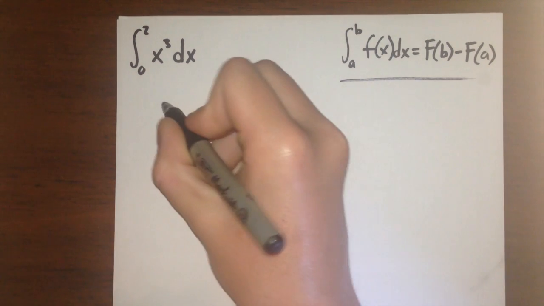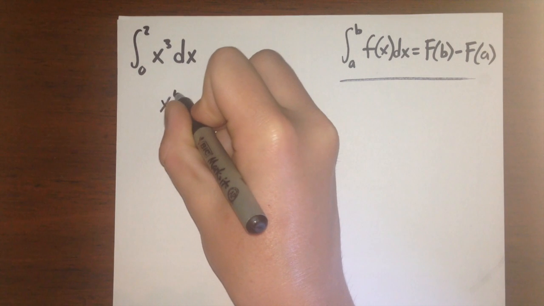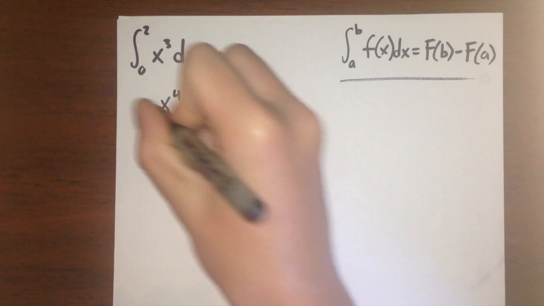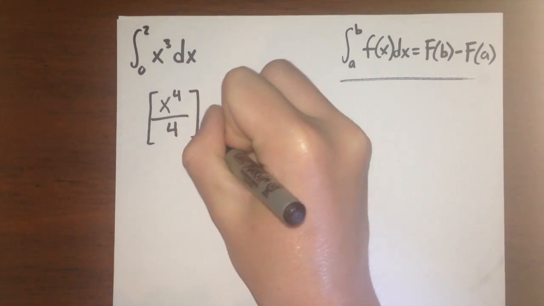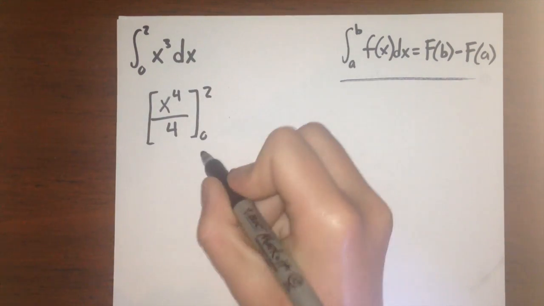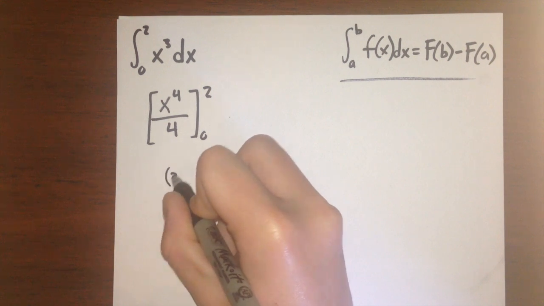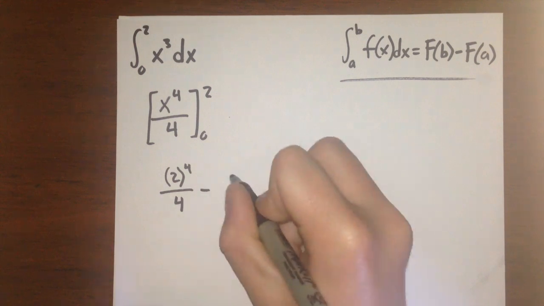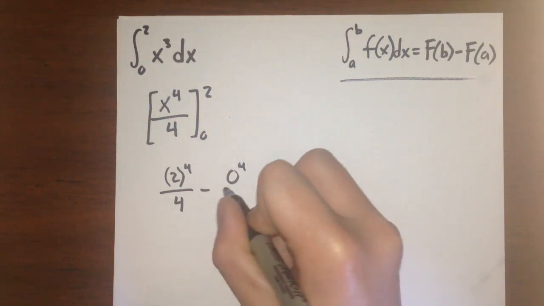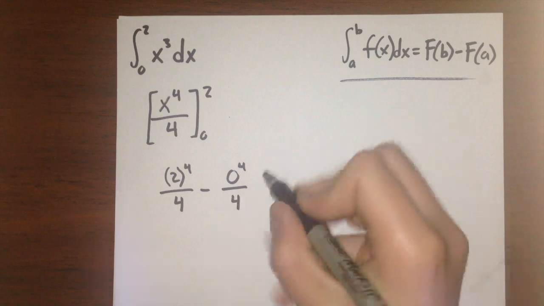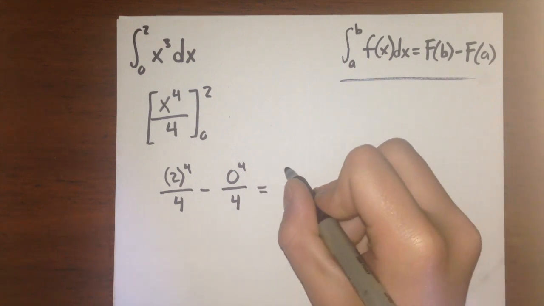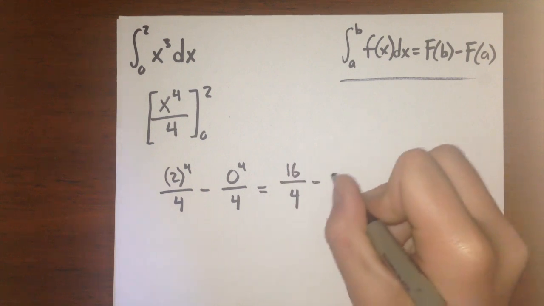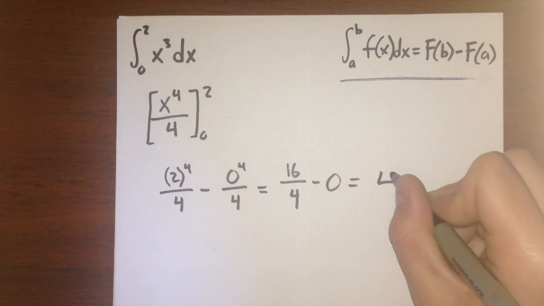For this example, we have a simple integration problem. The integral of x cubed from 0 to 2. First, we integrate using the power rule and get x to the fourth over 4 from 0 to 2. We now have to use the fundamental theorem of calculus to get F of b minus F of a. This will give us 16 over 4 minus 0, which is equal to 4.